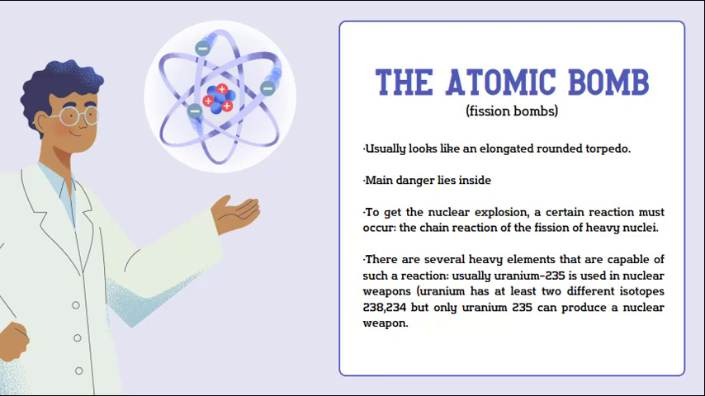To get the nuclear explosion, a certain reaction must occur. That reaction is the chain reaction of the fission of heavy nuclei. There are several heavy elements that are capable of such a reaction. Usually, uranium-235 is used in nuclear weapons. Uranium has at least two other isotopes, 238 and 234, but only uranium-235 can produce a nuclear weapon.